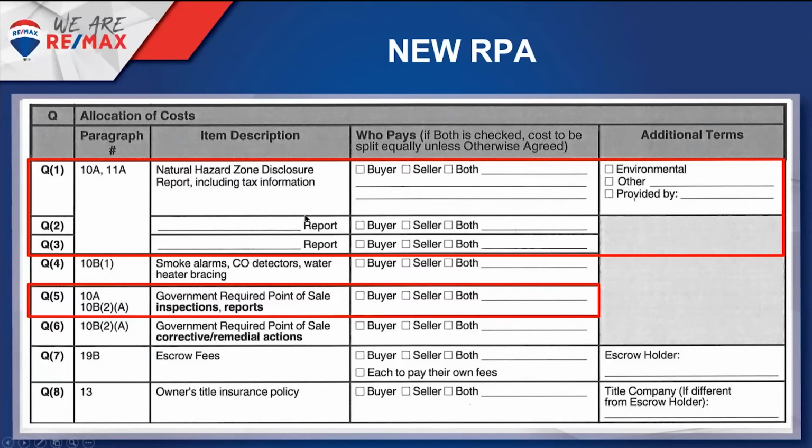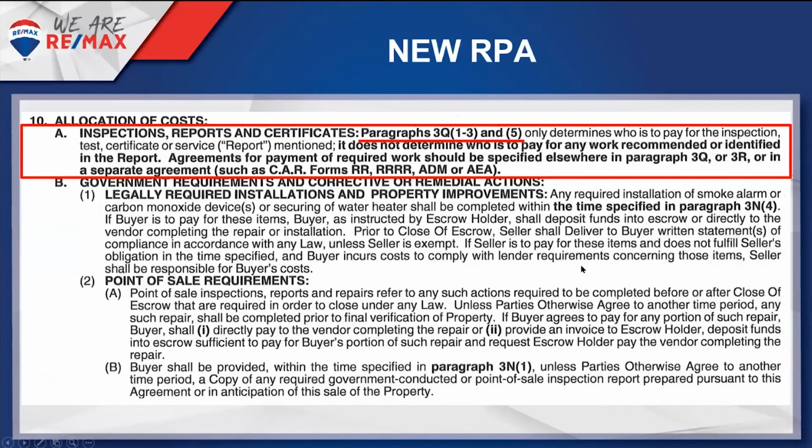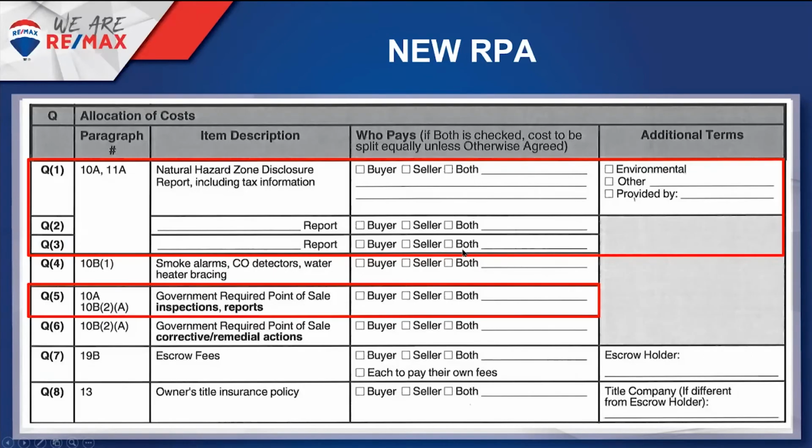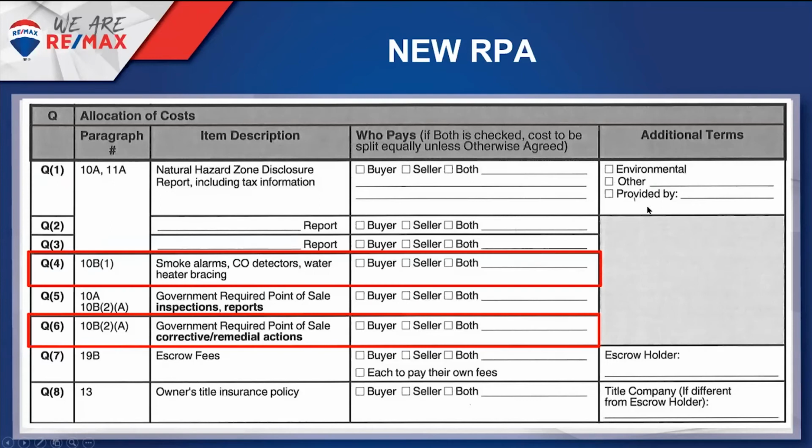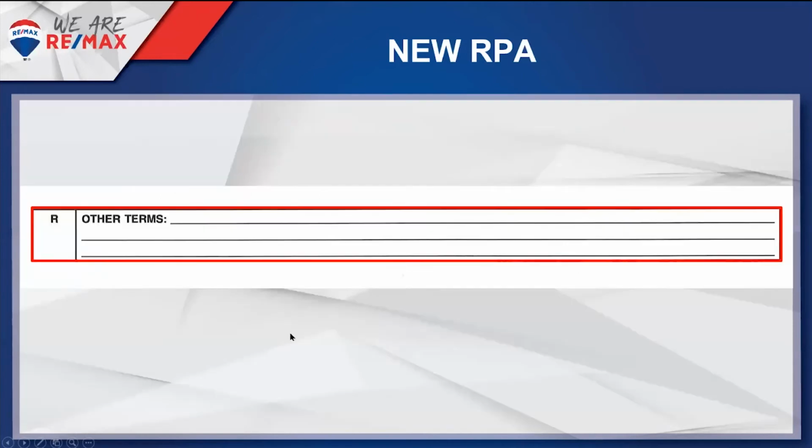Now let's say it's termites and it needs to be tented. 3Q doesn't state who pays for the termite work. It simply says who pays for the reports. Likewise with government required reports. It only determines who pays for the inspection, not who pays for the work. Agreements to pay for the work should be specified elsewhere, in 3Q or 3R. 3R is the best place to do it.